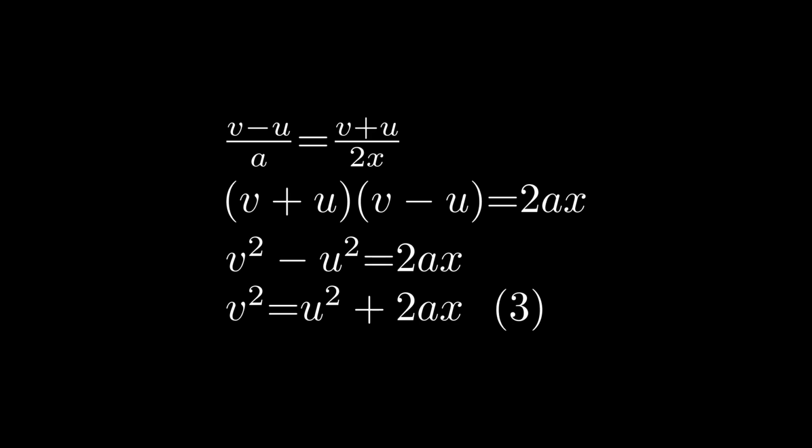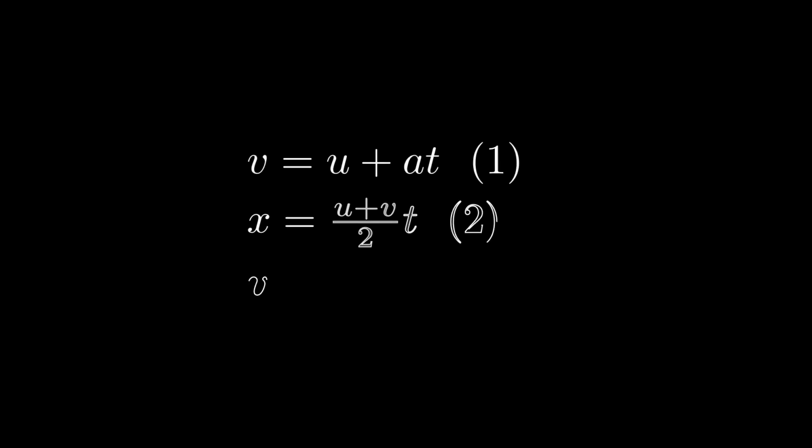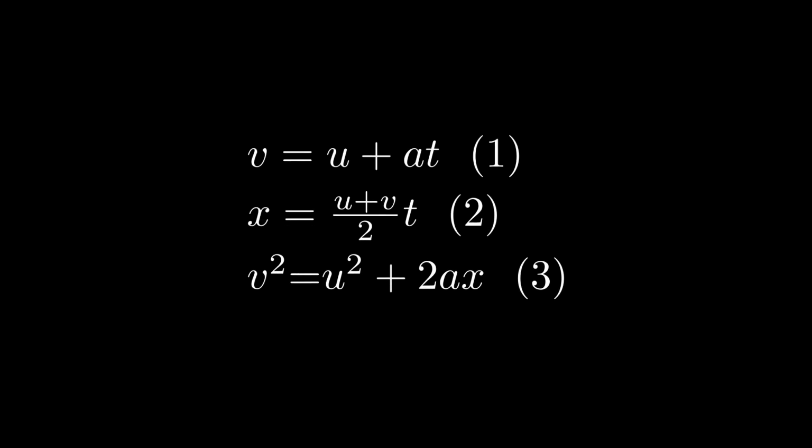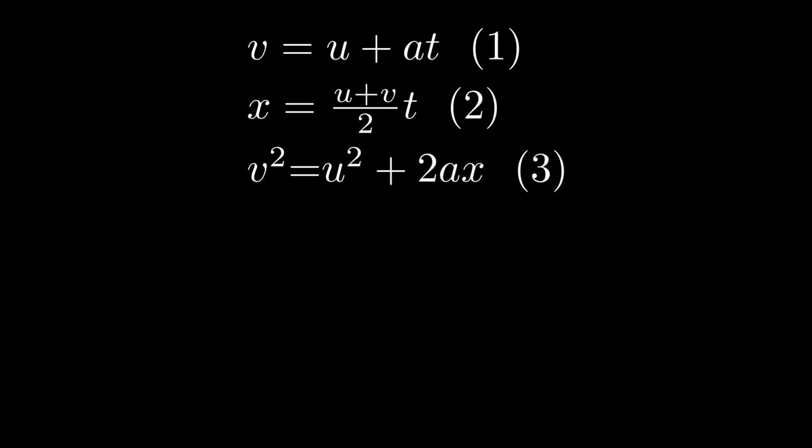So now we have three equations. One for v in terms of u, a and t. One for x in terms of u, v and t. And one for v squared in terms of u, a and x.